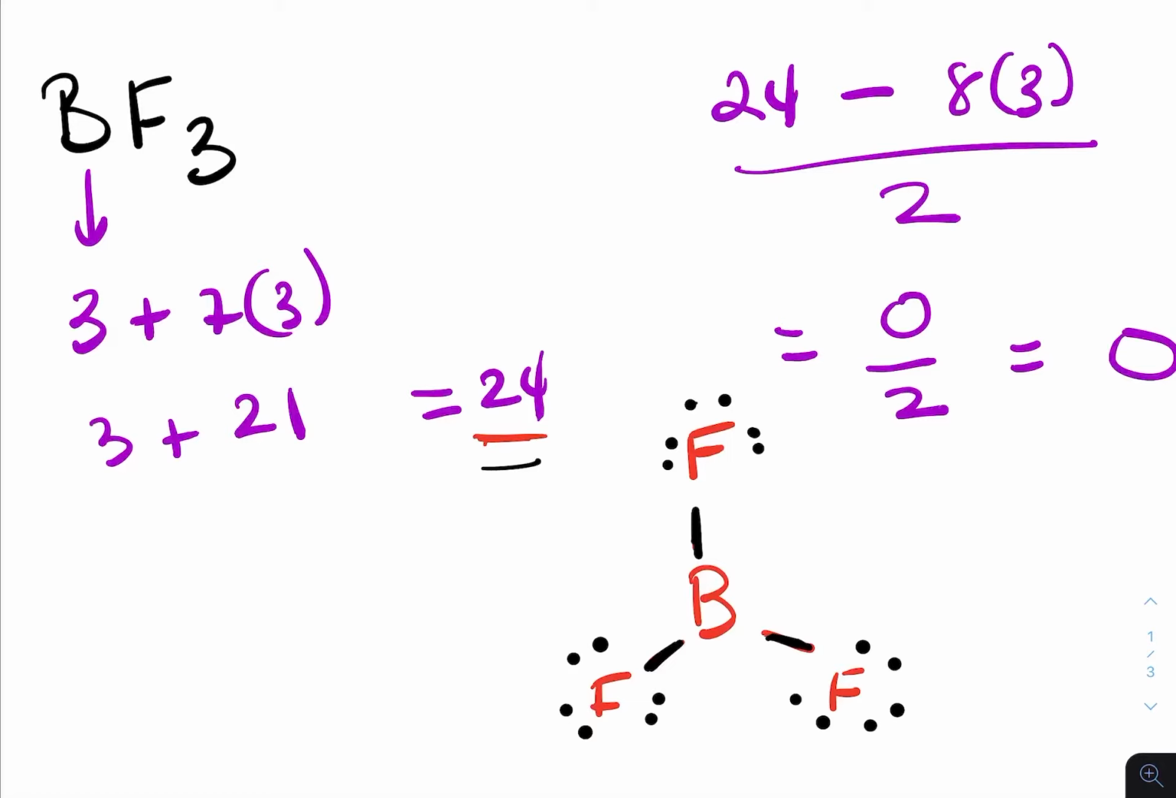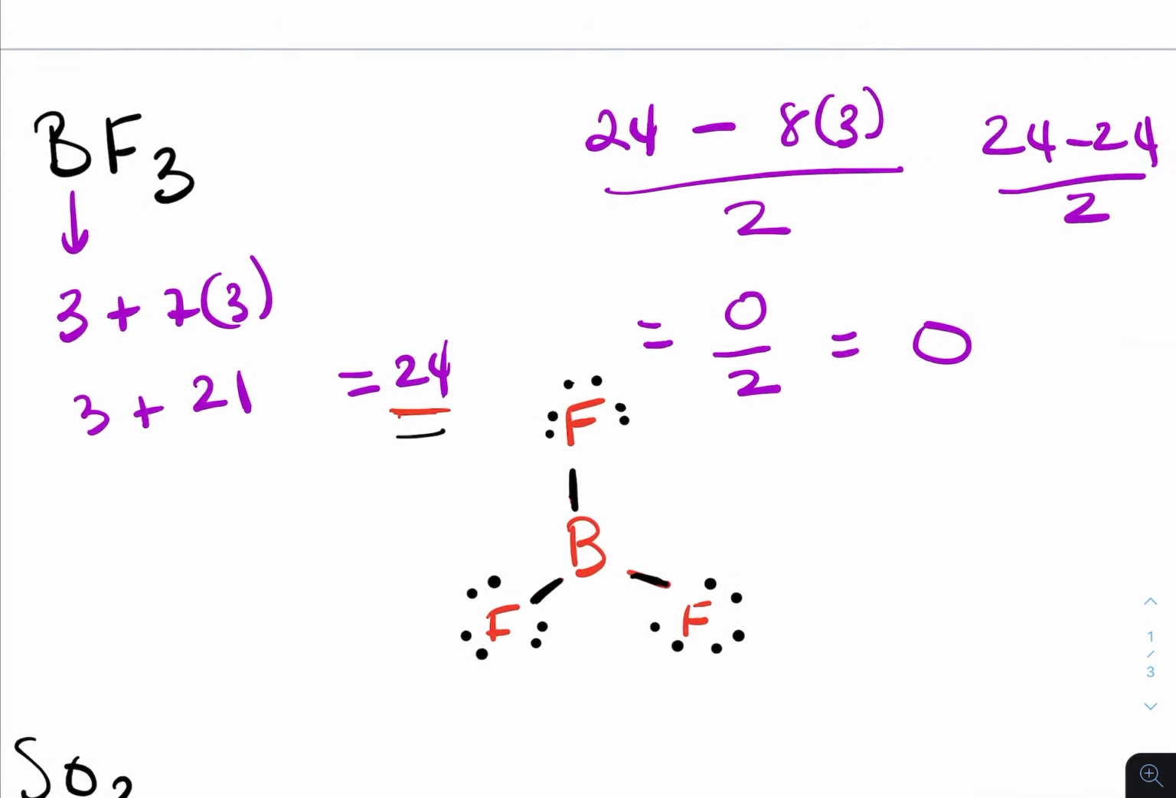So just make sure that you know this, because we want each atom to have its octet. Boron is actually an exception. It can have 6 and be okay, but fluorine needs to have its octet of 8. So that's the octet rule. So let's move on.